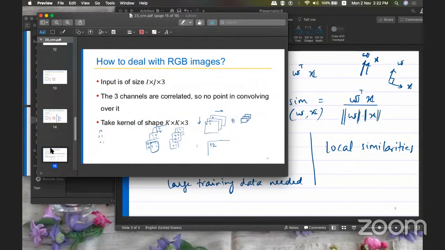Now if there are multiple channels in my input, then how do I deal with those channels? Basically, my kernel will also have that many channels, so that I can do a one-to-one product. The dot product is possible if the number of input channels is the same as the number of channels in the kernel.